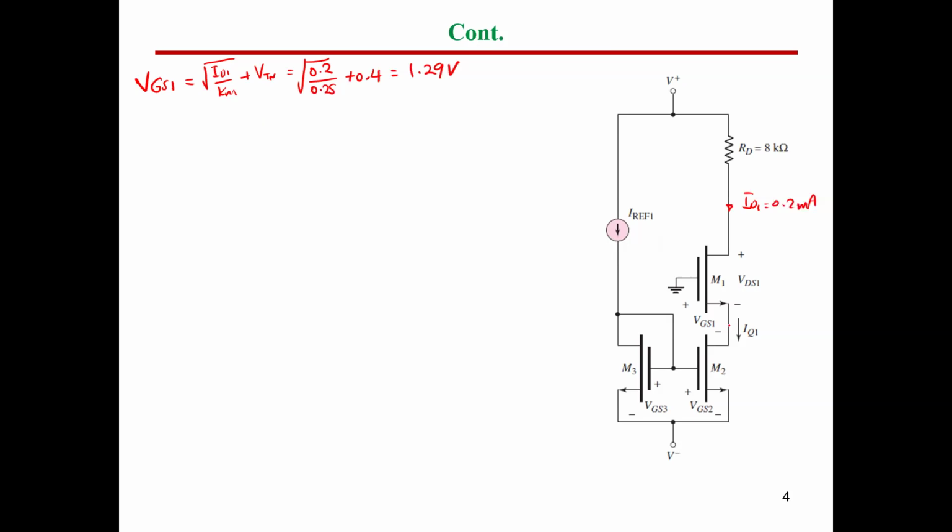We got VGS1 and we mentioned that VGS1 equals minus VS1. So we can say now VS1 equals minus VGS1 equals minus 1.29 volt. So we have the potential of this volt. So this volt here, VS1 equals minus 1.29.